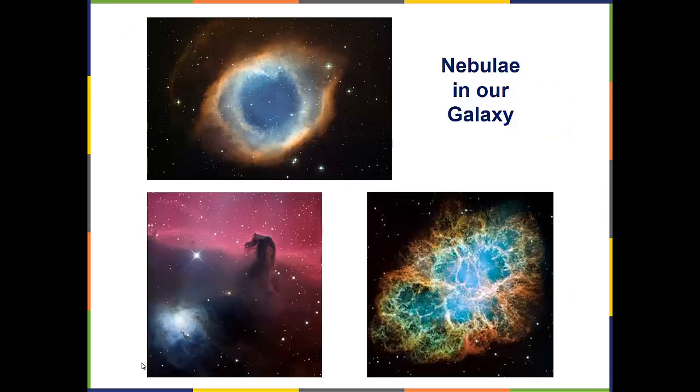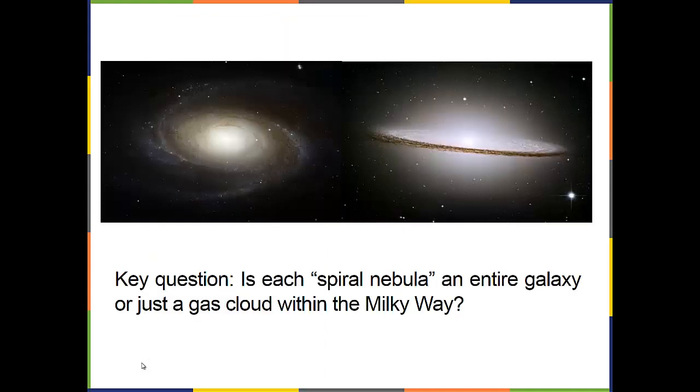Here is a close-up of some nebulae. The one at the top is a sun-death or planetary nebula. The one at the bottom left is a star-forming region, and the one at the bottom right is a supernova remnant. These are all inside our galaxy, the Milky Way. How about the spiral nebulae then? Are they inside or outside the Milky Way? If they're outside, then each of them could be its own galaxy like the Milky Way. That would mean the universe is way larger and contains much more stuff than if the spiral nebulae are all part of the Milky Way.